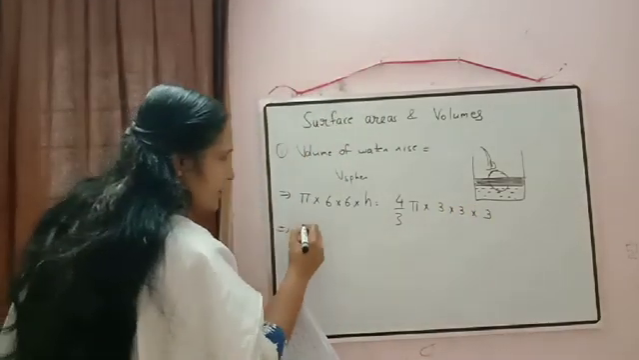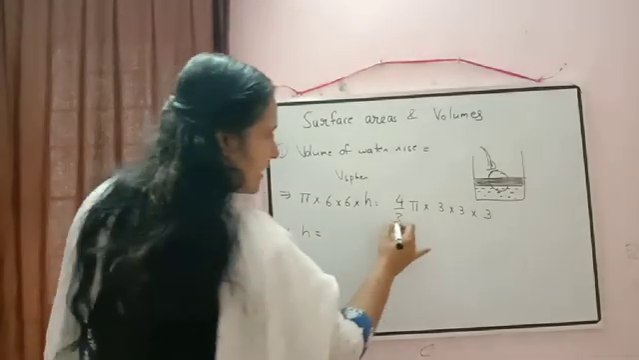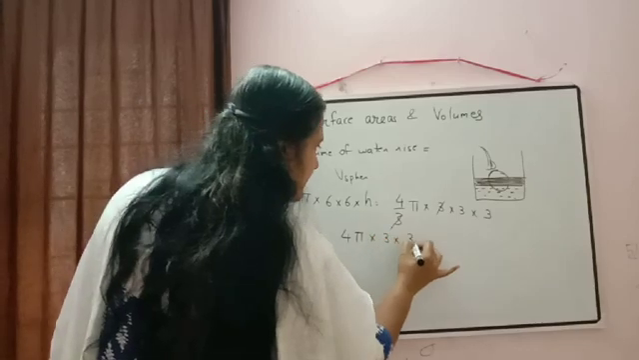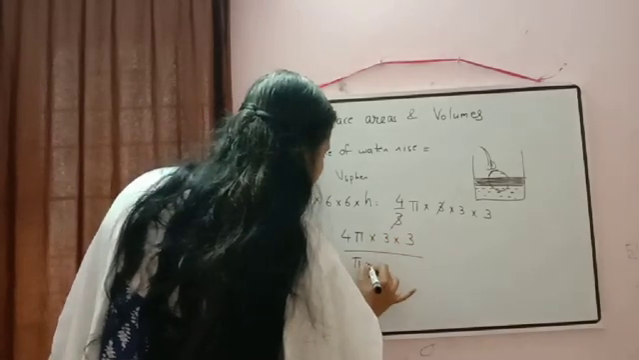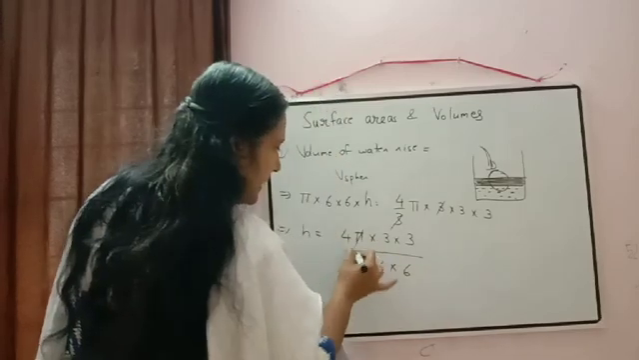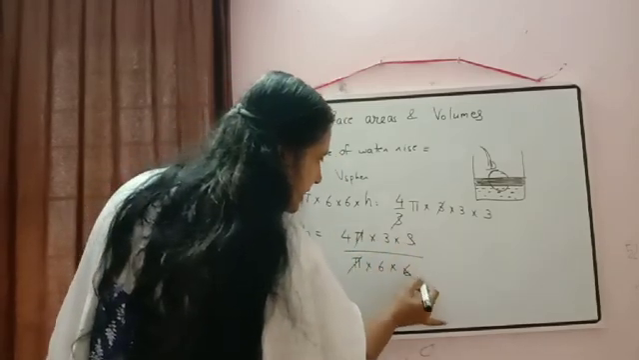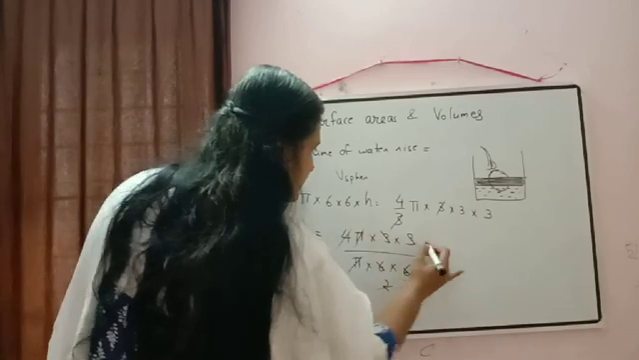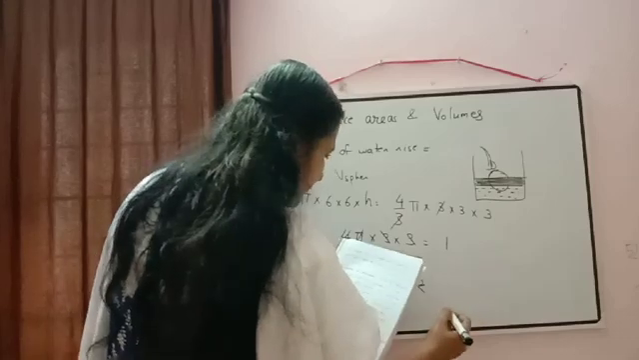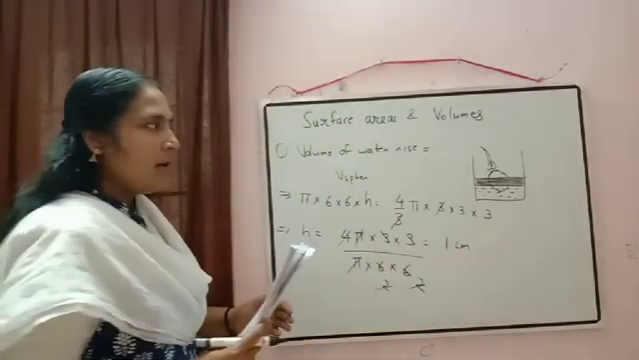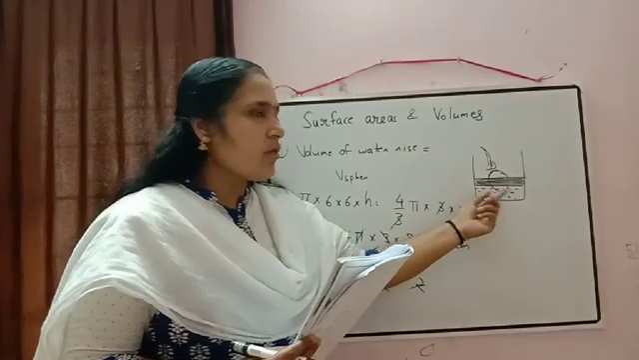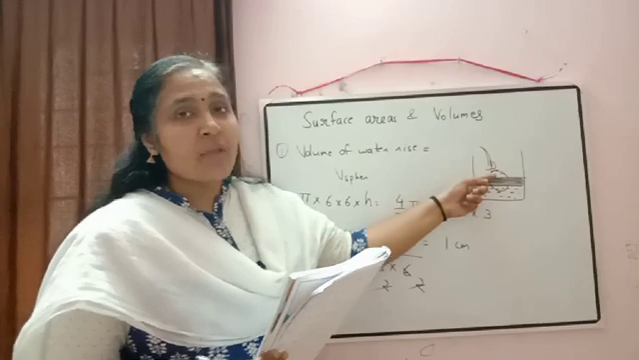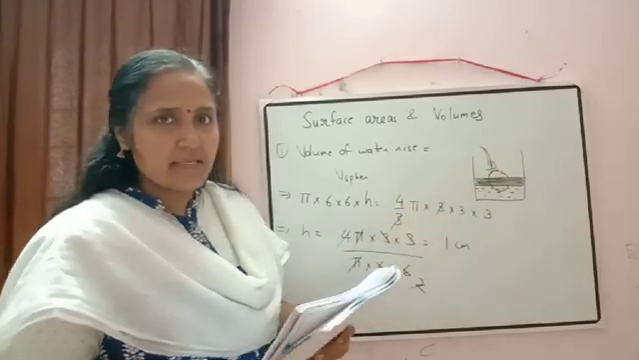Now except h, the rest of the things we will shift to the right hand side. The 3 and 3 will get cancelled. Remaining is 4 pi into 3 into 3 by pi into 6 into 6. Pi and pi will get cancelled. 3 ones are 3, 3 twos are 6, and 2 also will get cancelled. We will get h is equal to 1 centimeter. So in a cylindrical vessel where water is already there, if you drop a sphere, it will rise up to a height of 1 centimeter. Okay, so I think this question is clear.